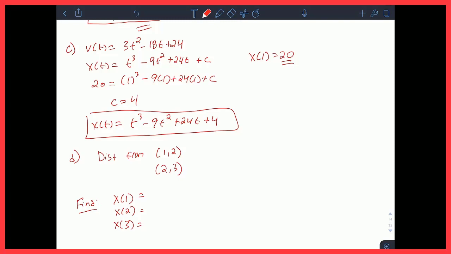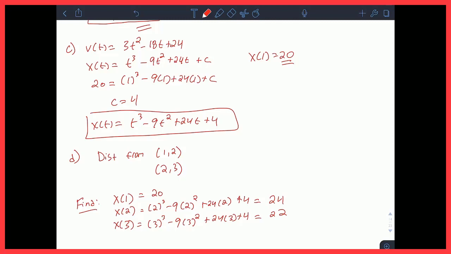And then if I find these, I can find the total distance. Well, the position at 1, I believe, was given to us as 20. That was the initial condition, interestingly enough. I don't even have to do the math out. X of 2, I'm going to have to go find. So I need to plug a 2 into the position. So that would be 2 cubed minus 9 times 2 squared plus 24 times 2, and then plus 4. And that would give me 24. And then if I plug a 3 in, so 3 cubed minus 9 times 3 squared plus 24 times 3 plus 4, and that would give me 22.